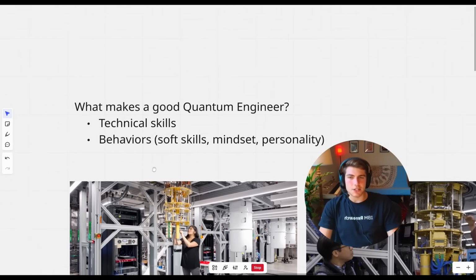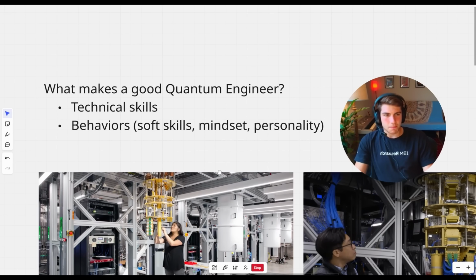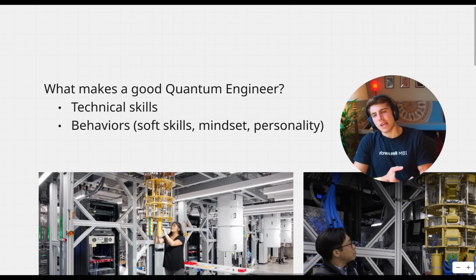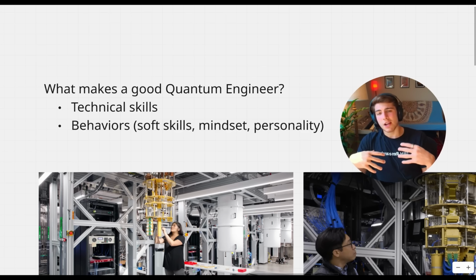Okay, so ultimately we need to know what makes a good quantum engineer. A good quantum engineer basically boils down to two things: your technical skills and the behaviors. And the behaviors broadly mean your soft skills, your mindset, and your personality. That's actually a really large part of getting a job and working on a team, is your soft skills, which means your communication skills, the mindset that you have, how you work with people, how well people get along with you, and how much they like you, right?